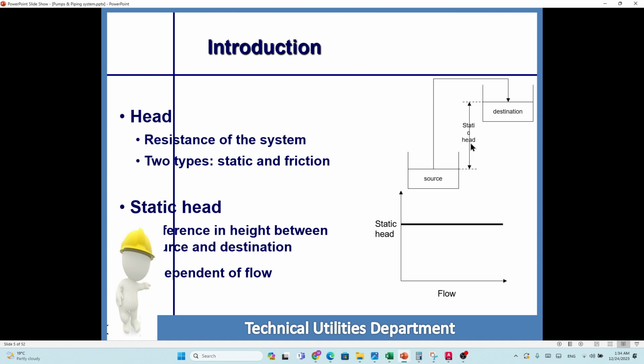So the resistance, the energy required for transferring from one point to another, is always the same. We have to put that much energy in to overcome this potential energy. Okay, so this is static head. And the phenomenon of water regarding the potential energy or static head is the same regardless of flow. If you increase the flow, the static head will not increase or reduce. It is always the same. And by the simple formula, P is equal to rho g h.